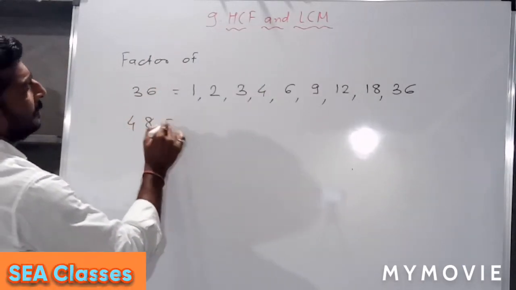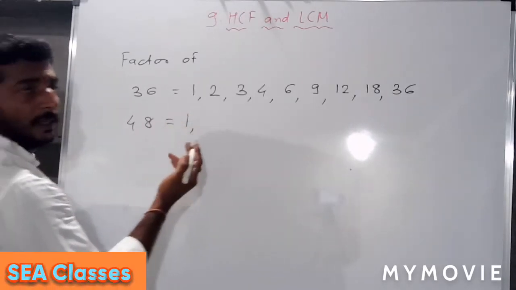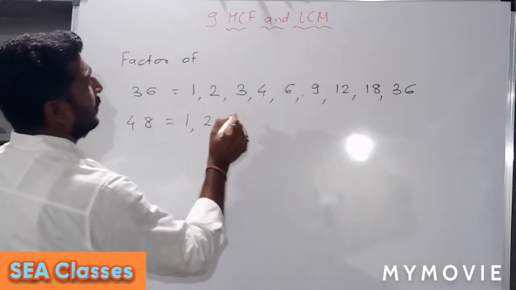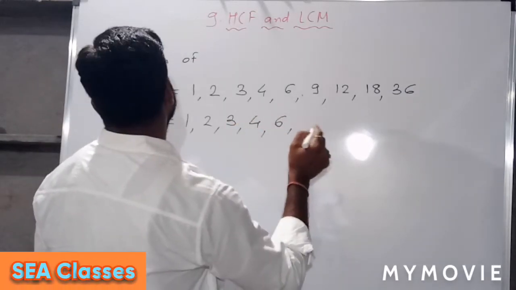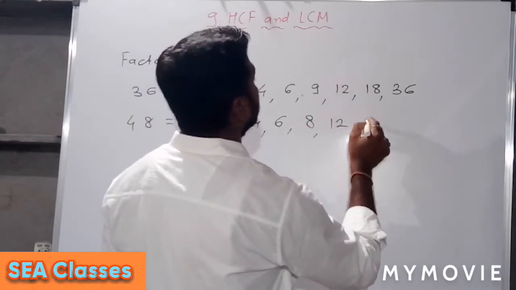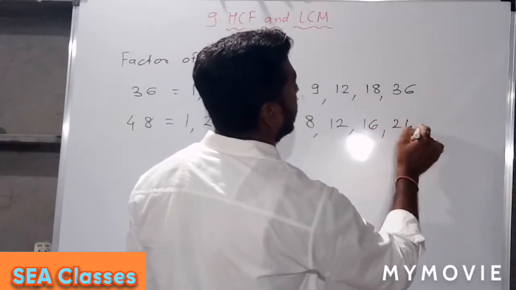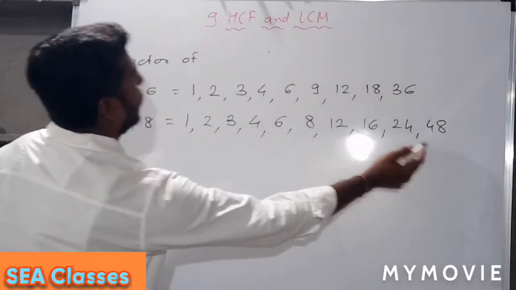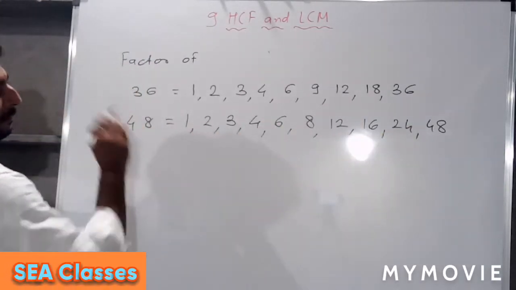One more example we will take: 48. Which numbers can divide 48? 1 is a common divisor for all numbers. So 1, 2, 3, 4, 6, 8, 12, 16, 24 and 48. These numbers are the factors of 48, because these numbers can divide 48 completely.